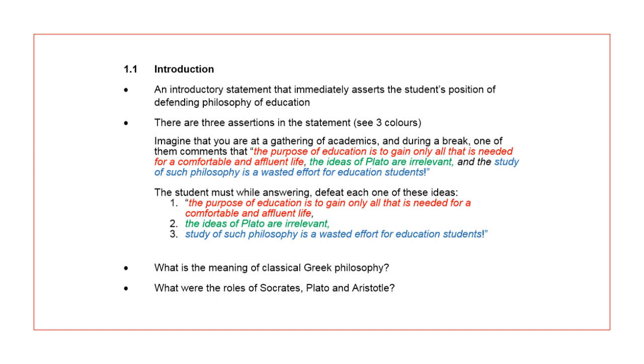Then second bullet, there are 3 assertions in this statement. So see the colors below. The first one is that the purpose of education is to gain only what is needed for a comfortable life. The second assertion is that the ideas of Plato are irrelevant. The third one is that the study of such philosophy is a wasted effort for education students. So there are 3 arguments being put here. So you as a student must, while answering, defeat each one of these ideas, 1, 2, and 3. So they're actually telling you, they want you to explain. You mustn't agree with the dude that says these things are irrelevant.